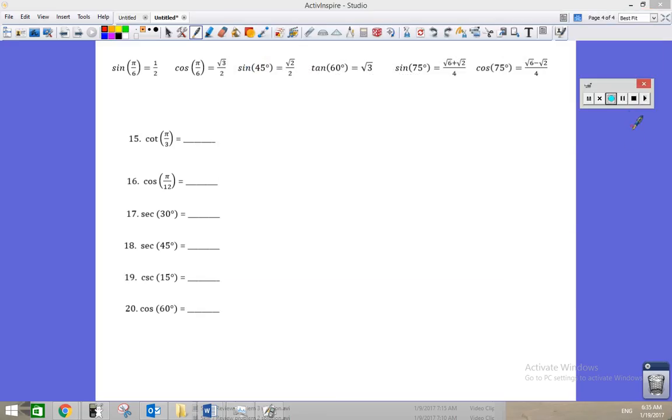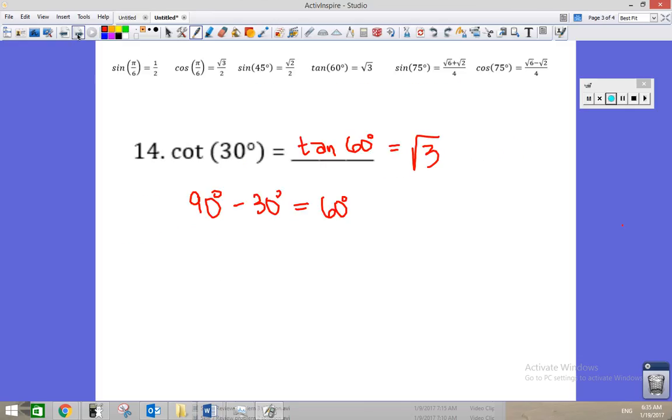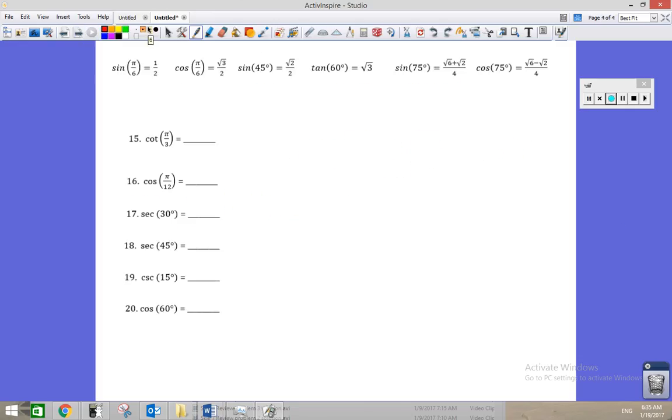We're taking a look at skill 8D. They've given us these 6 trig ratios and asked us to use our knowledge of the reciprocal relationships, the conversion between degrees and radians, and also the complementary angle theorem to come up with these ratios. So on these last 6 problems, let's take a look at them.